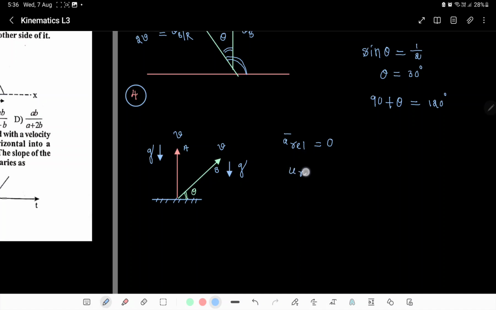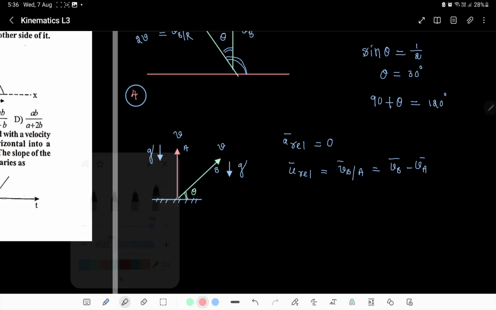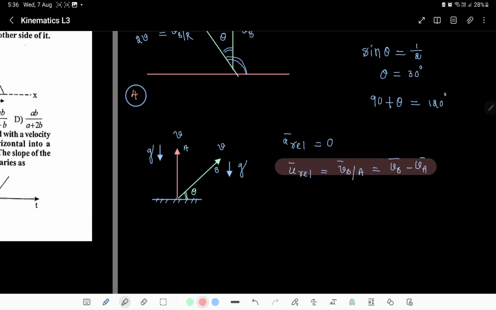And let's say U relative is the initial relative velocity between those two bodies. I'm finding the velocity of B with respect to A, or A with respect to B, whatever, no problem. So the velocity of B with respect to A is VB bar minus VA bar. That's the only case that will be helpful to solve the problem. That one is important, right?